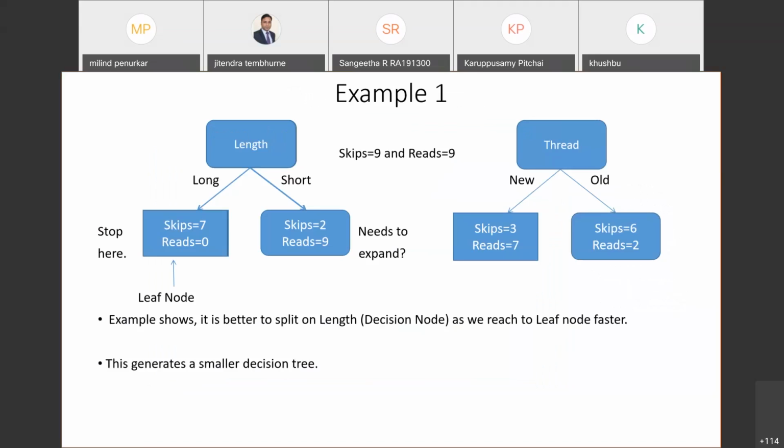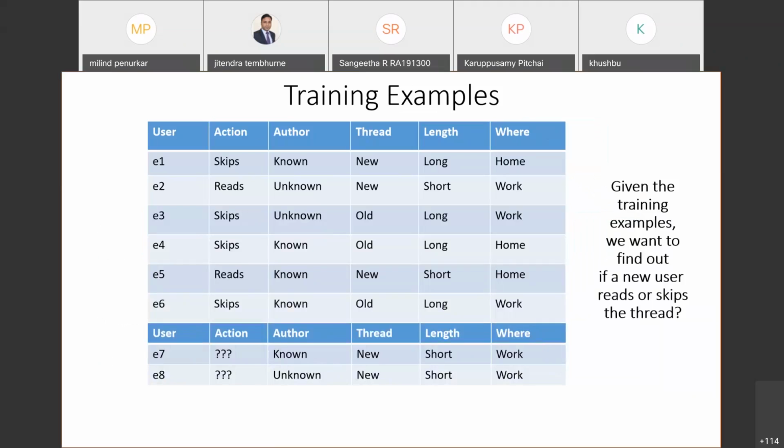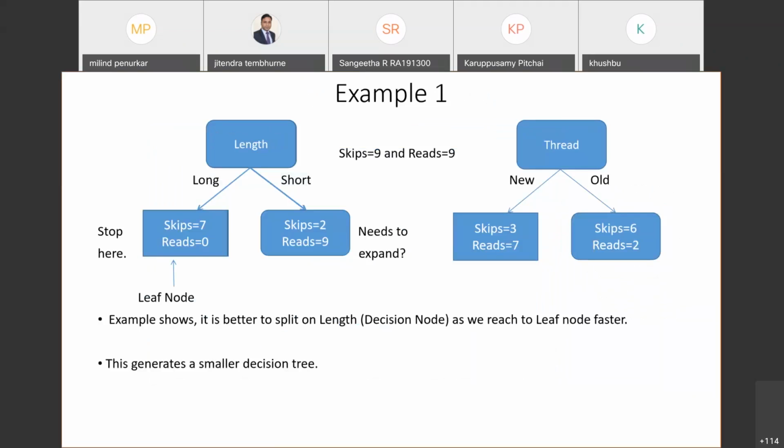On length, we would say length is long or length is short. So I have only two discrete values, whether it is long or short. If my length is long, then there are 7 skips, and reads equal to 0. So it's basically a negative. If you take read as positive and skip as negative, then reading no is equivalent to skip, the negative one. So all these examples in this case are negative. All of them are going to skip this particular thread. Then I simply say leaf node, you stop here.